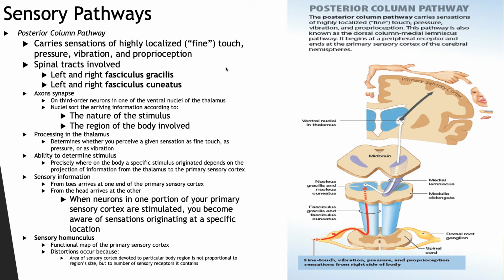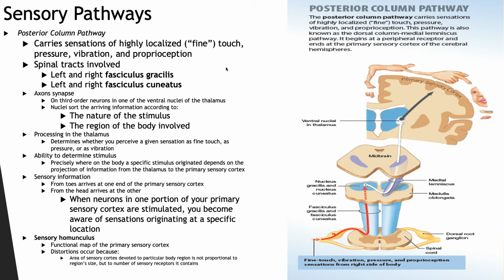Axons carrying sensations from the superior half of the trunk, the upper limbs, and the neck ascend in the fasciculus cuneatus and synapse in the nucleus cuneatus. Axons of the second order neurons of the nucleus gracilis and nucleus cuneatus ascend to the thalamus. As they ascend, these axons cross over to the opposite side of the brainstem.